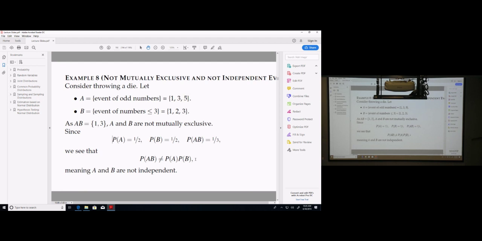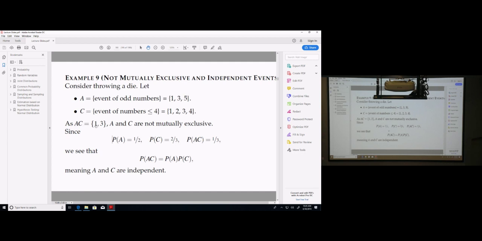So one more example, not mutually exclusive and independent events. If you still remember the 2-by-2 table that I just drew, there are 4 settings. One setting is impossible. There wouldn't be any example of having mutually exclusive and independent. And now these 3 examples illustrate each of the remaining 3 possibilities.